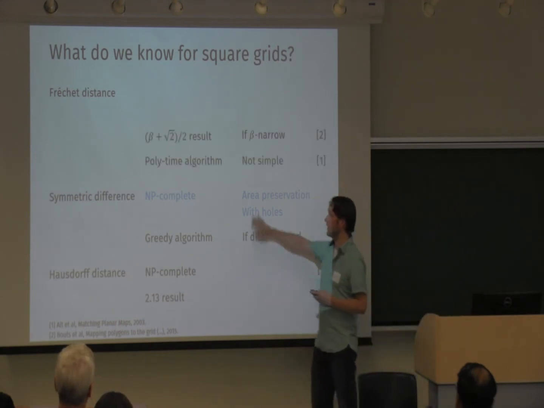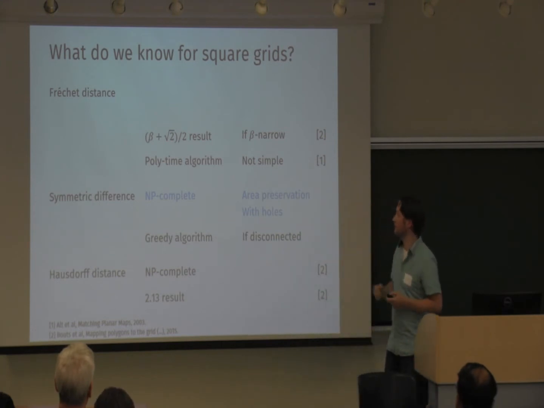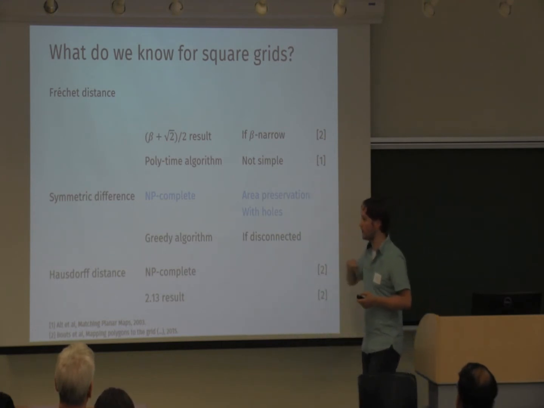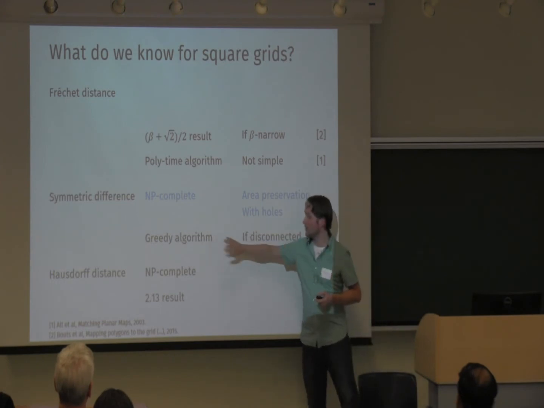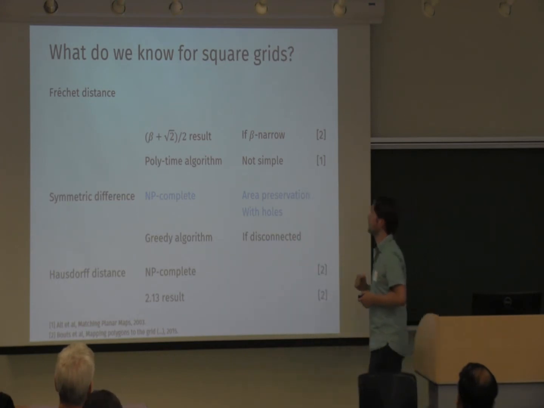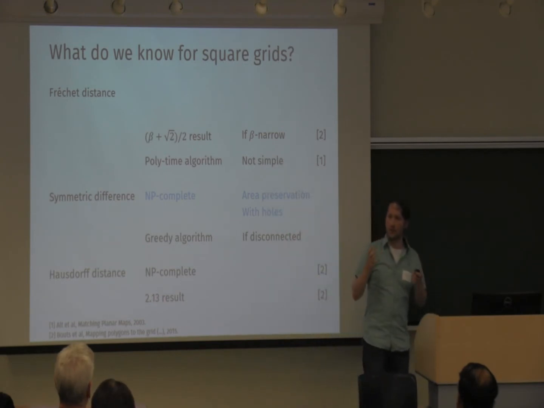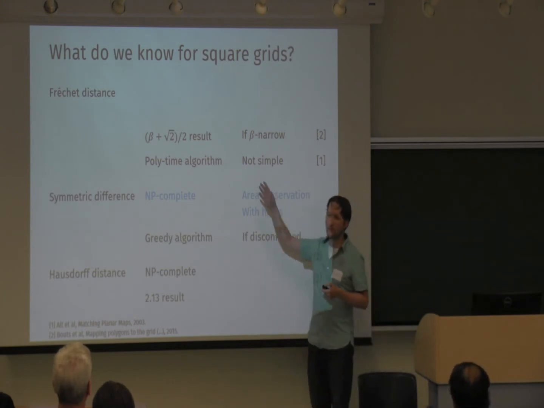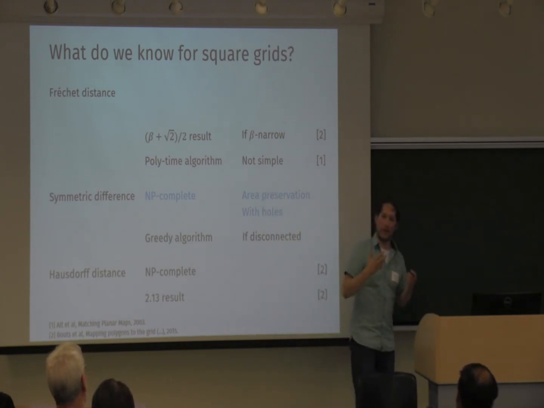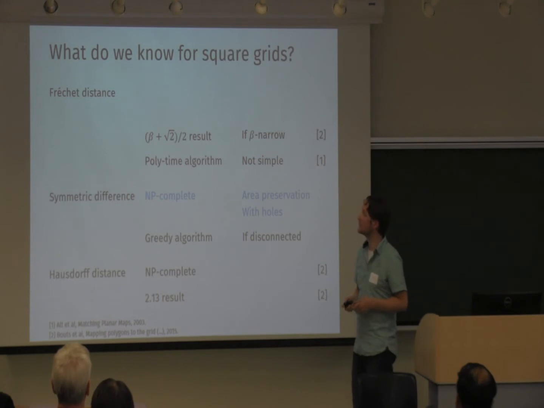What we knew is that there is a polynomial time algorithm if you don't insist on simplicity of your output, and it's not just one of those, by the way. There's a general algorithm, and a 3D algorithm also. What we also know is that if your polygon is beta-narrow, so kind of a realistic input model, then similar to this result, you can bound the maximal Fréchet distance that you need using this beta. But it's quite a generous bound.